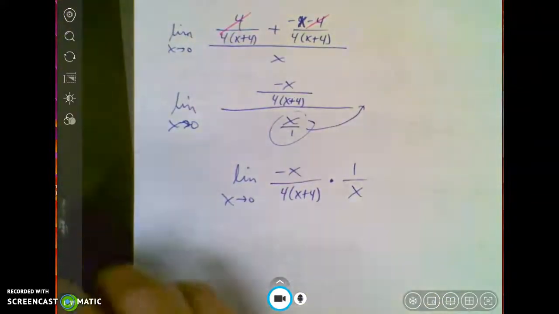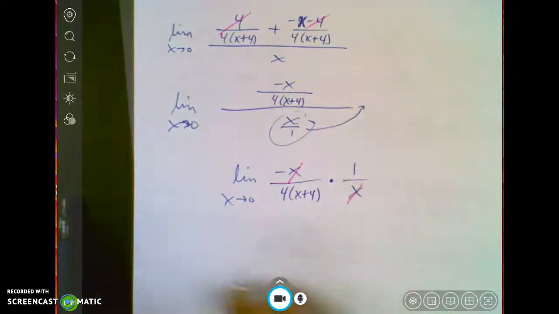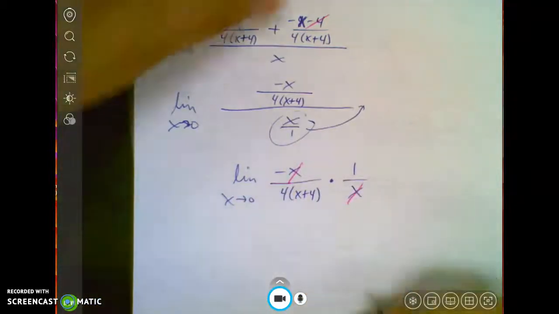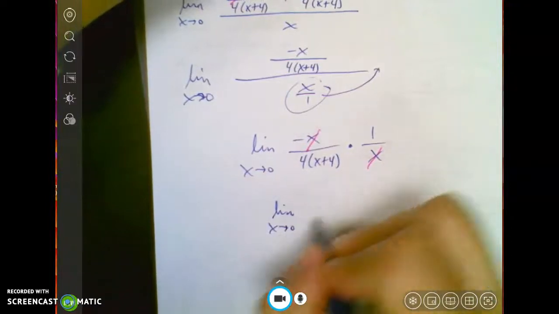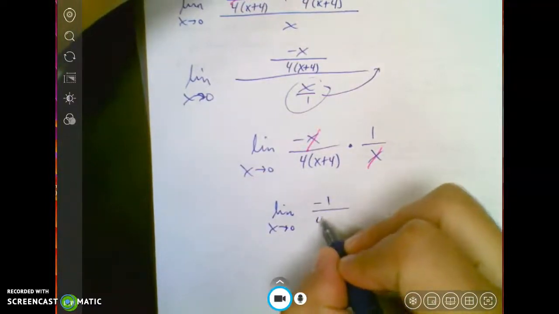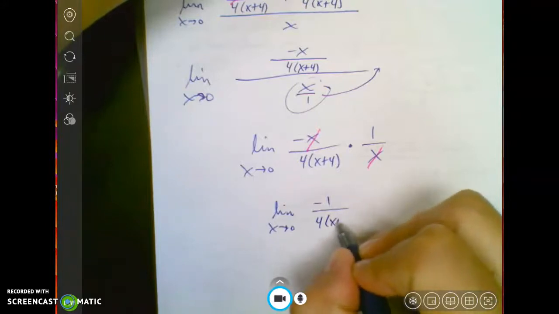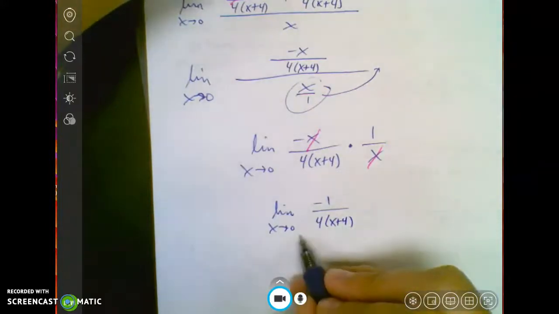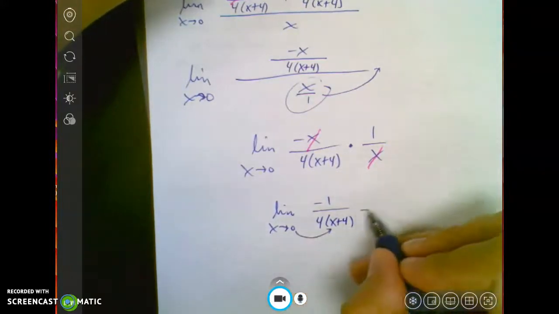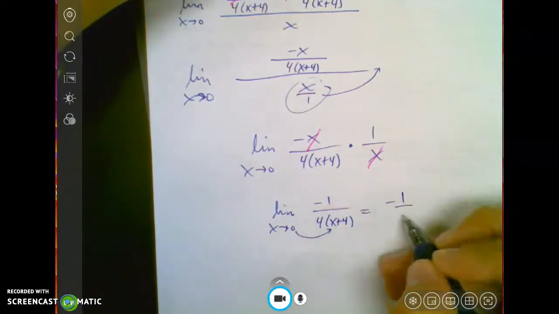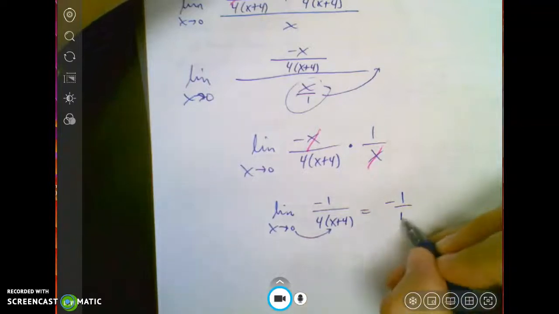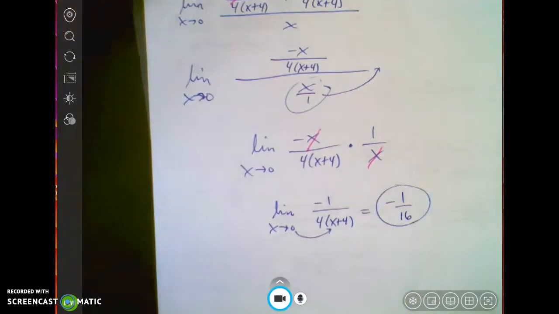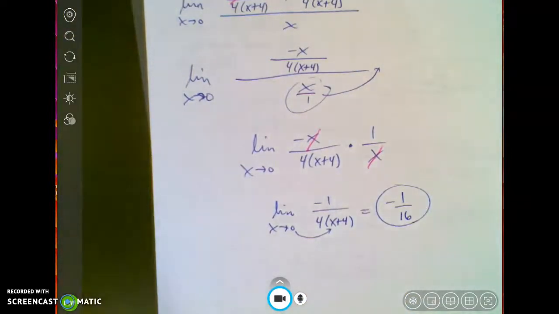This is where our canceling happens. See how that cancels there? Don't lose your negative sign. We're almost done. Negative 1 over 4 times x plus 4. Now I can plug in 0 for x. I get negative 1 over, don't say 8, it's 4 times 4. So negative 1/16. All right, so there it is.